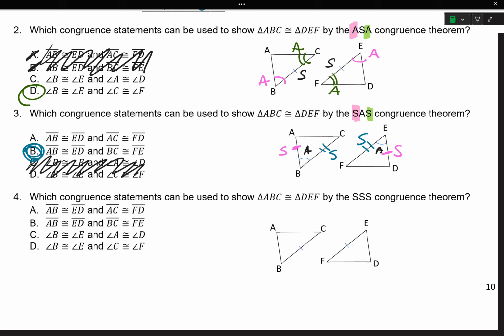Number 4. Which congruence statements can be used to show that these two triangles are congruent by the side-side-side theorem? Well, it looks like we already have two sides. We can cross off C and D, those are just angles. Letter A and B start the same way, that AB is congruent to ED, which only leaves this side and that side needing to be congruent, which is option A.